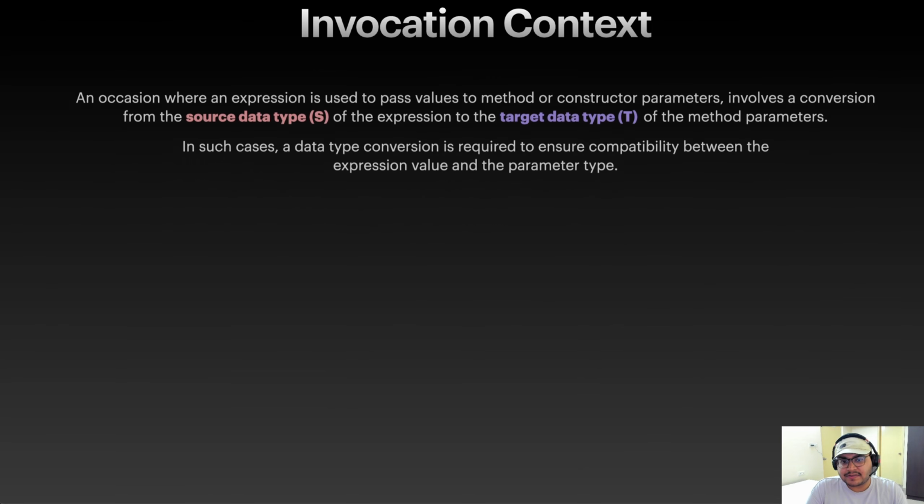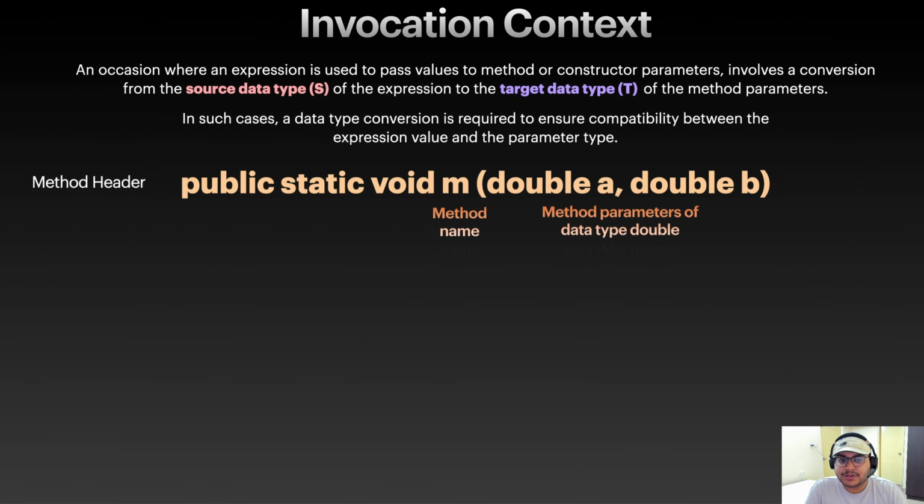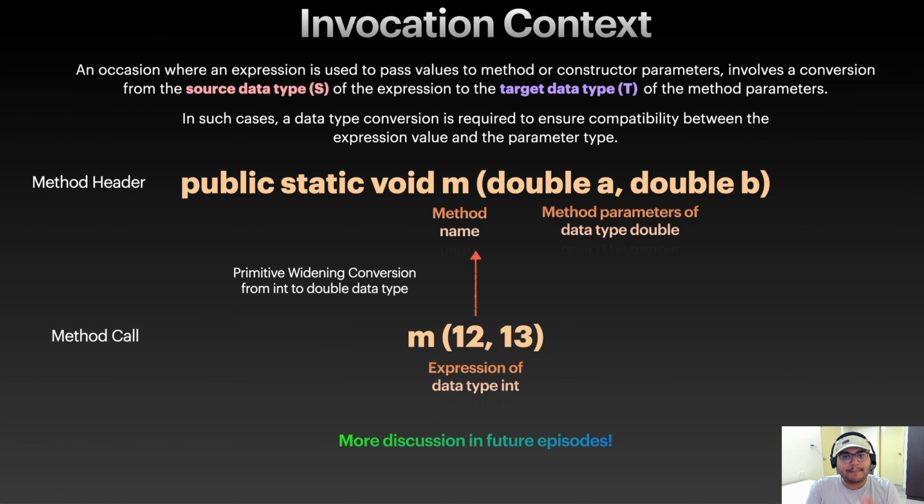Invocation context occurs when an expression is passed as a value to method or constructor parameters, leading to type conversions. For example, in this case over here, passing 12 and 13 to a method m that takes two parameters of double data type results in widening conversion of 12 and 13 from int to double data type. We will cover more on this when we learn about methods in future episodes, and then we will learn about what all data type conversions are supported in invocation context.